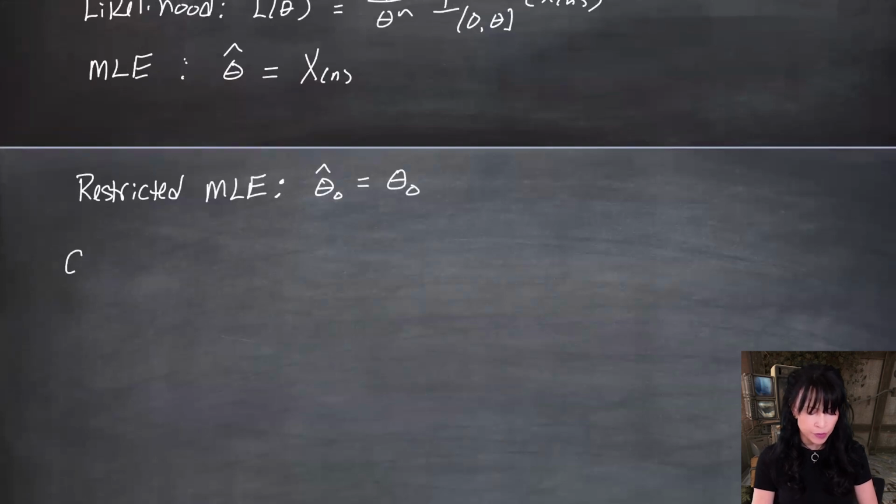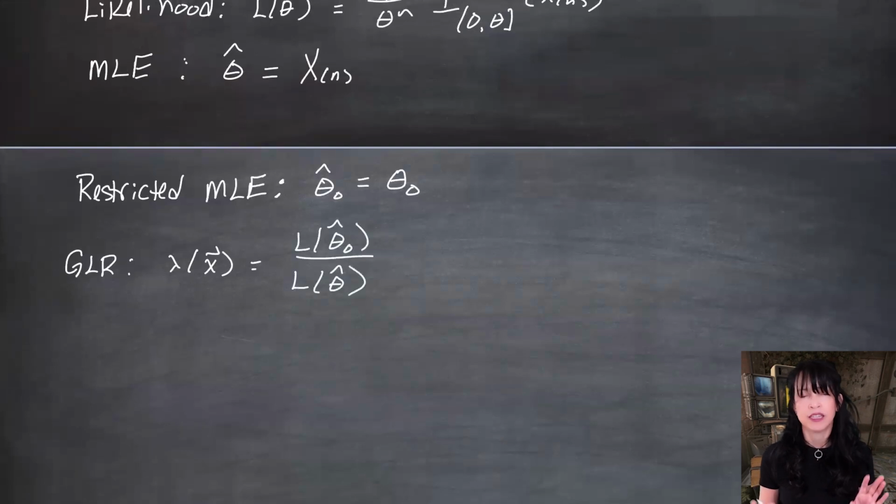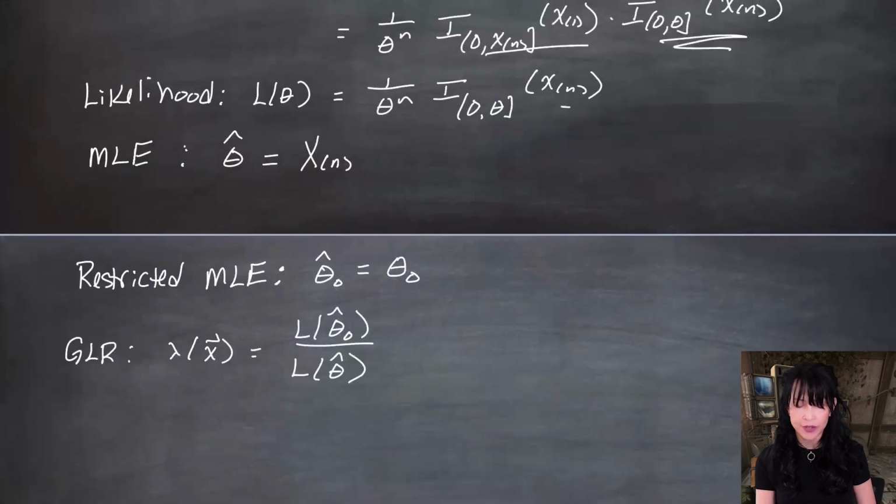Okay, let's form the generalized likelihood ratio. We're calling this lambda of x. This is the likelihood at the restricted MLE over the likelihood at the regular MLE. This might look a little weird to you because I have no x's on the right-hand side, but the notation is suppressed. Not only do likelihoods depend on x, but the MLEs certainly depend on x as well. So there are definitely x's in there.